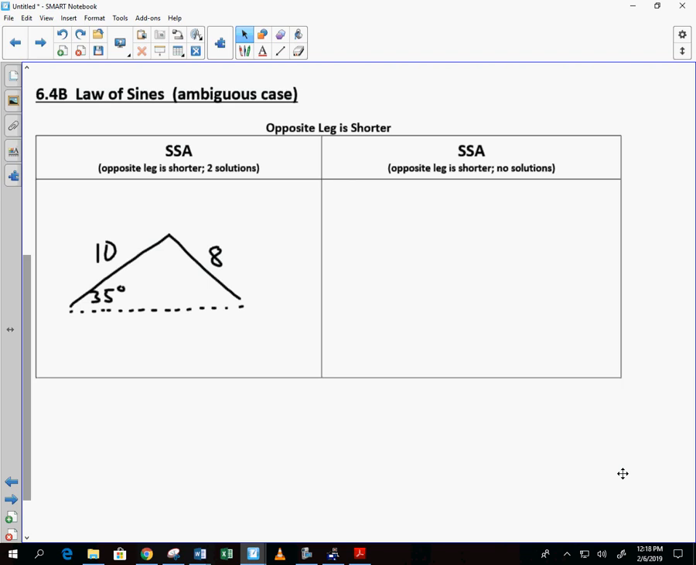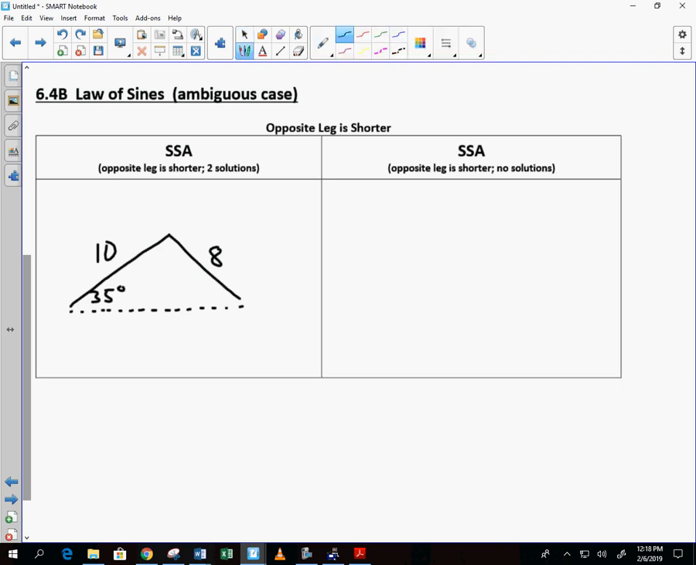So here we have it. We got 10, 35 degrees, 8. Everybody agrees this is side-side angle? If the angle was between the 10 and 8, then it would be a side angle side. But this is side-side angle. Now, the reason why I didn't draw the side totally completed on the bottom is for this case right here.